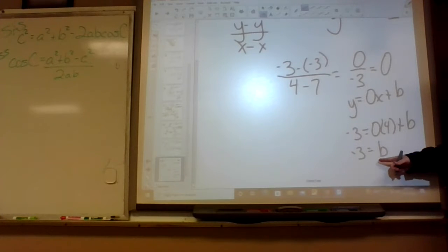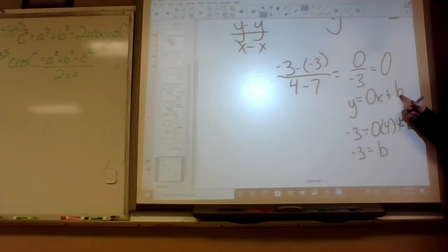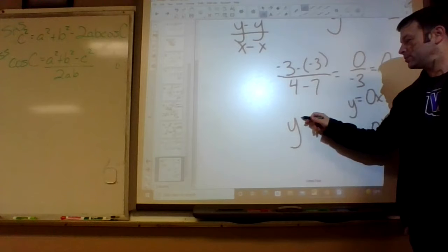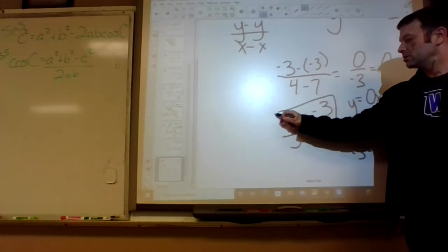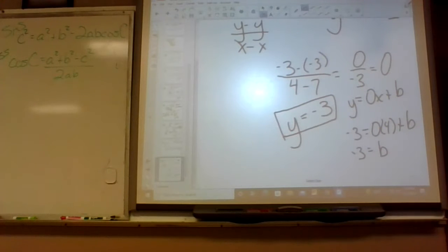Anyways, so b is negative 3, so you put that right there. Now, does 0x, is that worth anything? No. So we can just put y equals negative 3 on this. Well, that makes it easy. You guys remember what the graph y equals negative 3 looks like? Horizontal line. Yeah, you go to negative 3 on the y-axis and draw a horizontal line.